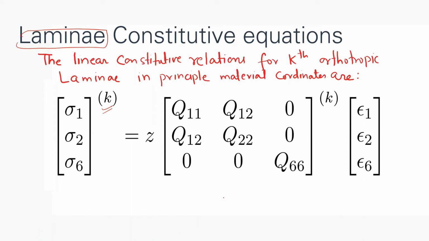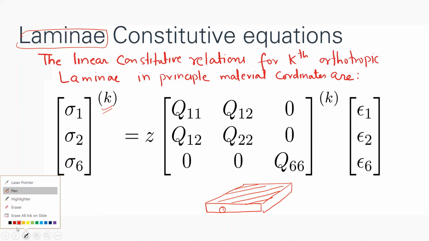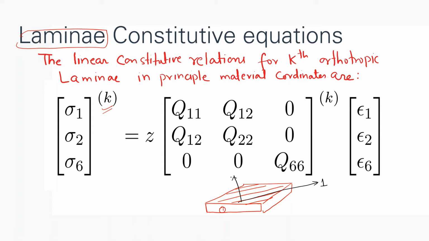Lamina constitutive relations means that for any one layer of the lamina, suppose it is lamina 1, and it is oriented like this. The fibers are oriented in this manner, so it is the fiber axis. We can see the 1 axis or x1 axis, and the 2 axis or x2. Then we can have sigma 1, sigma 2 and sigma 6. Sigma 6 is nothing but the in-plane shear stress within the 1-2 plane only.